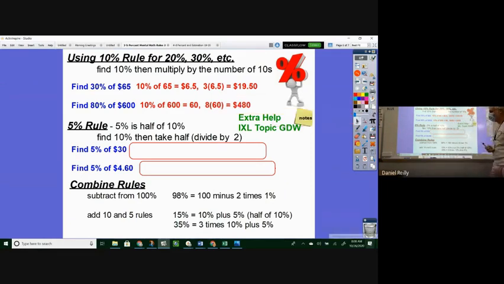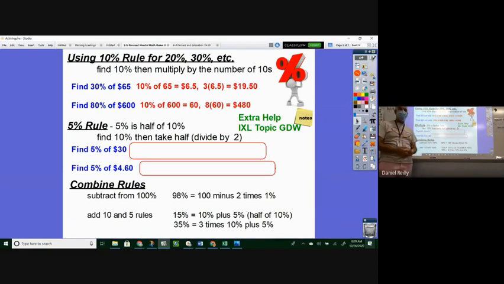480. So you can use the 10% rule to get any percent that ends in a 0. 10, 20, 30, 40, 50%, you would use the 50% rule. You can also use the 10% rule to get 5% of a number, because that's half of the 10%. 5% is half of 10%. So you find 10% by moving the decimal point, and then you divide it by 2.